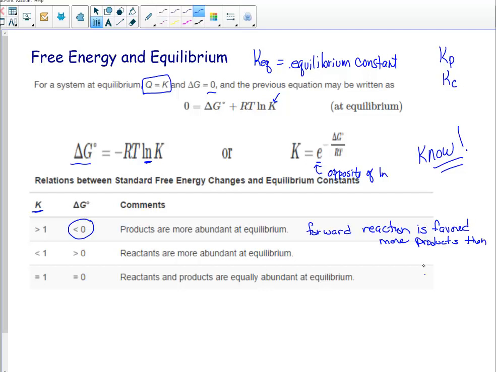Now, it doesn't say about the rate. The rates are the same, but it doesn't mean they have to be the same amounts. So more products than reactants when K is greater than 1.